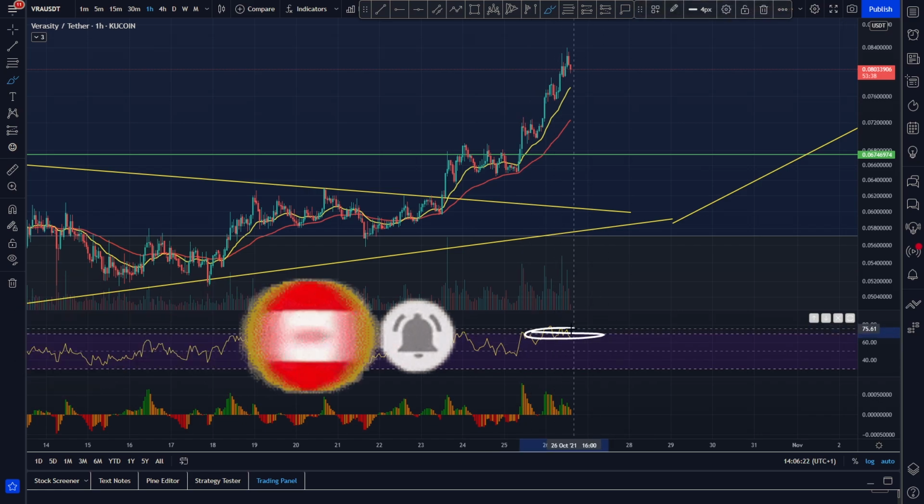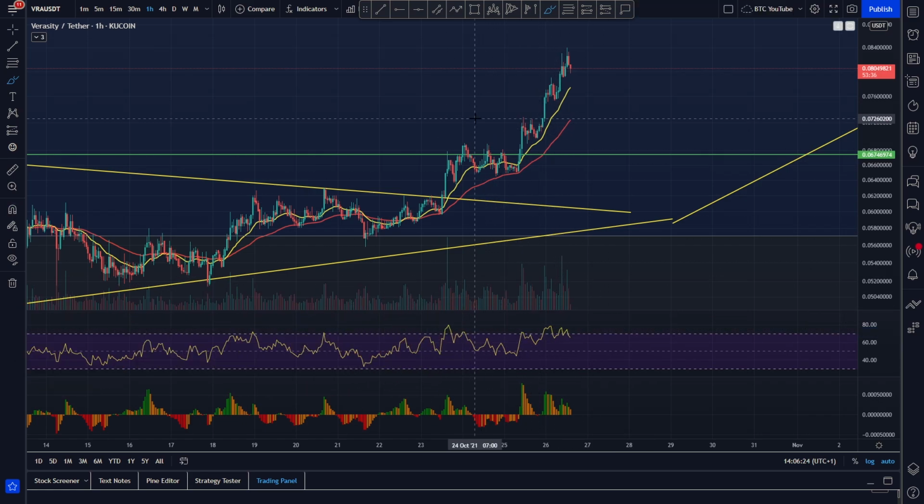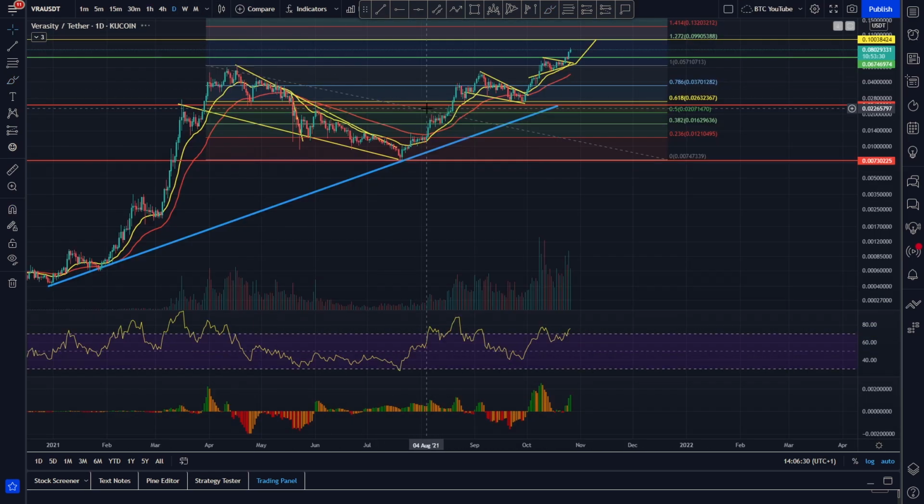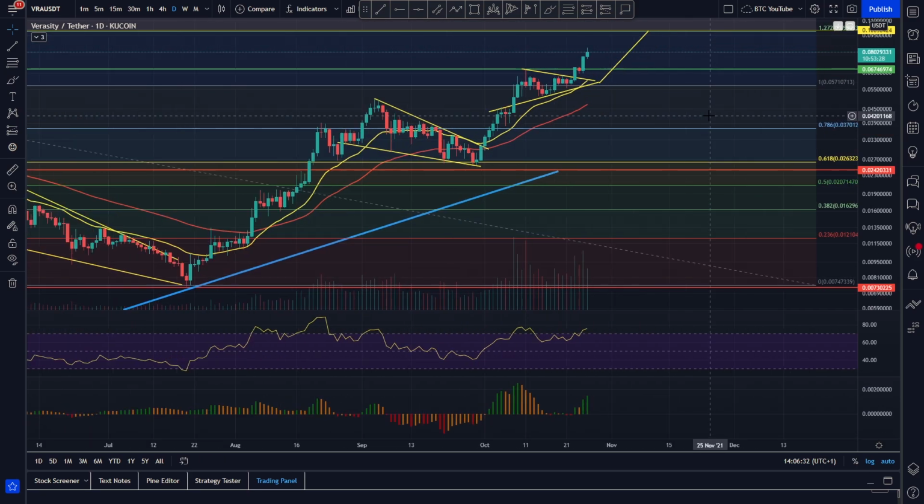Not really getting that overbought either on the RSI. We obviously are in overbought territory, but on the hourly time frame here, it doesn't look like we're going into the stratosphere on the RSI. On the daily as well, looking really solid, like we could potentially be looking at another move here.